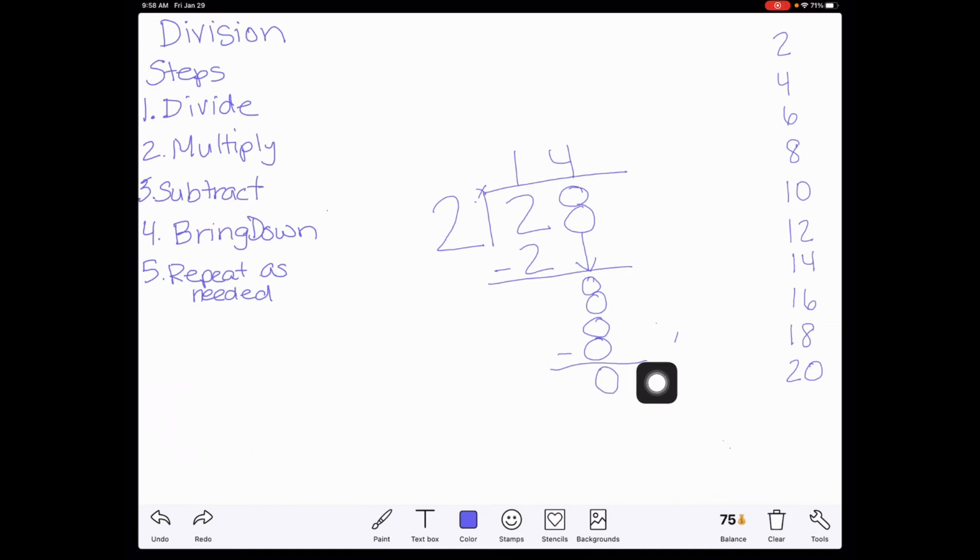So then I have to look, do I have any other numbers that I have left to bring down? I do not. Do I have anything left over? I do not, so I do not have a remainder. So this means that 28 divided by 2 is 14, okay? So I hope this was helpful for you.